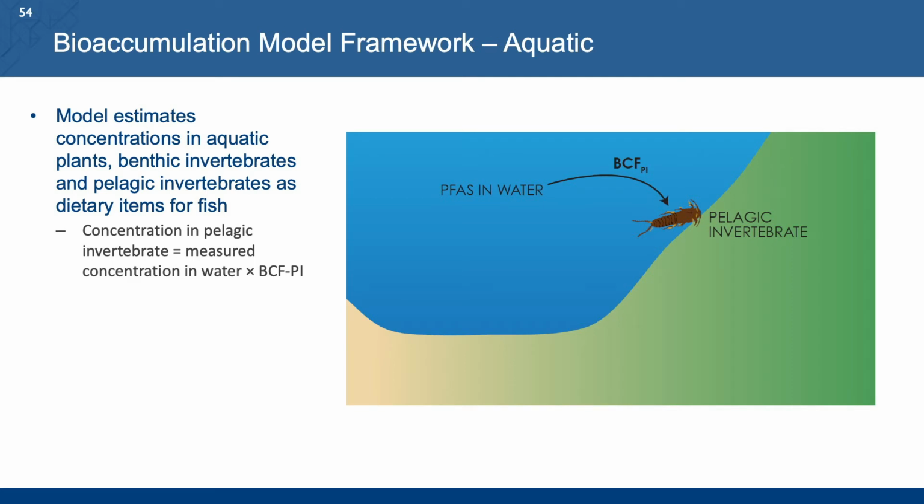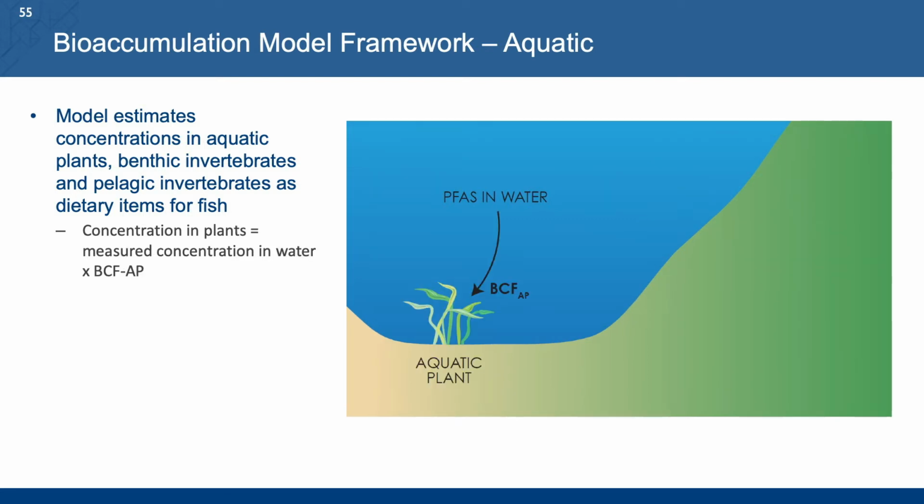You also have pelagic invertebrates, primarily exposed through water. So what we do in the model is we take your concentration of PFAS in water, multiply it by some BCFs that we've selected or recommended for pelagic invertebrates, and those are then used to predict the concentration in the pelagic invertebrate. Same idea for aquatic plants. We've got BCFs for aquatic plants that we've recommended through the literature review, and you're taking the concentration of PFAS in water, multiplying it by that BCF to get a predicted value in your plant. All really simple one-step modeling components here.